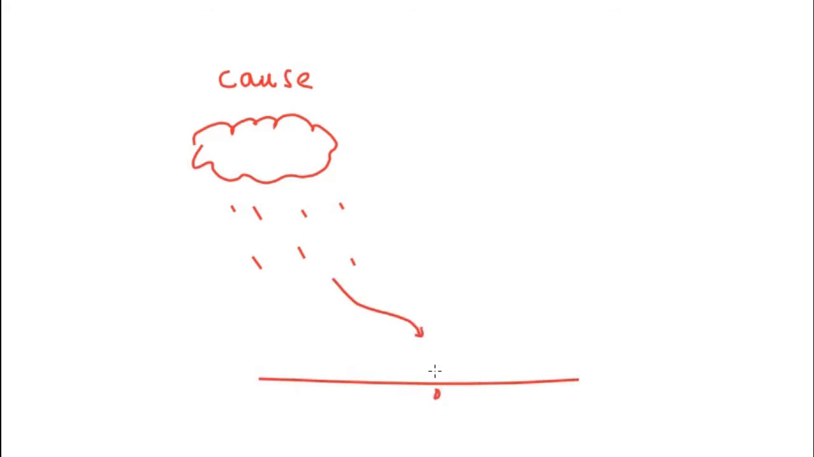This is a cloud, and in the cloud you have rain, and it rains. This is the cause. And in the ground you have a seed. Because of the rain, the seed grows and becomes a flower. This is the cause, this is the effect.